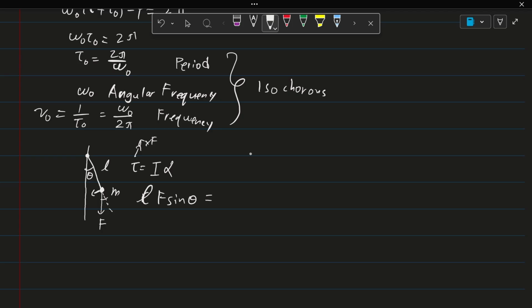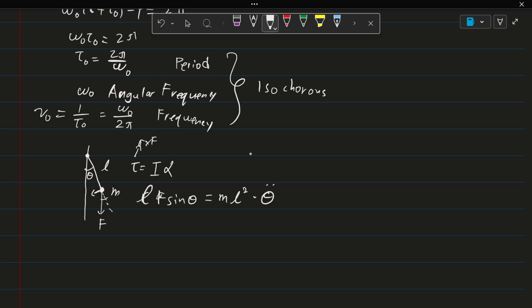And this torque must be equal to the moment of inertia. The moment of inertia for a single point would be just mr squared, so it's ml squared, multiplied by the angular acceleration, which is theta double dot. And this is basically the equation of motion. So we could simplify this much further.